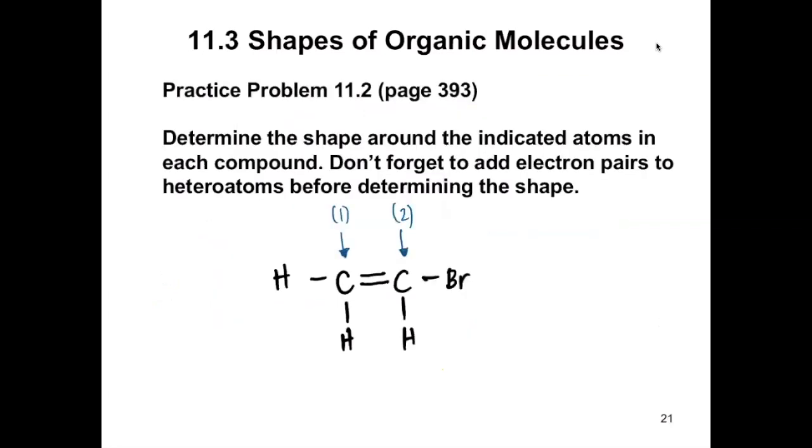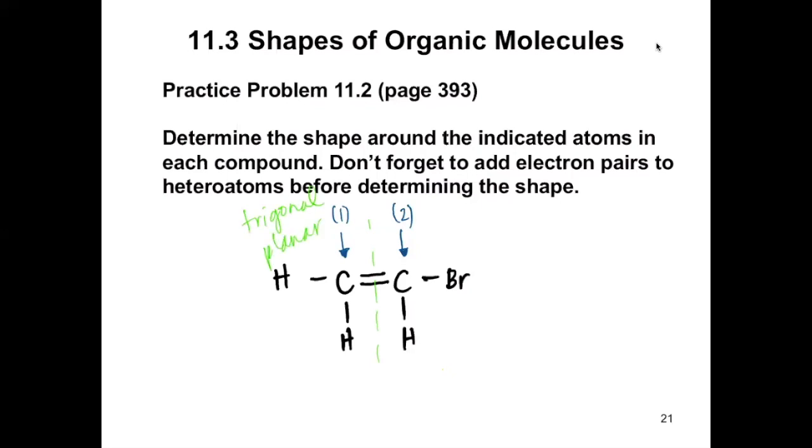So for practice problem 11.2 on page 393, you have to determine the shape around the indicated atoms in each compound. Don't forget to add electron pairs to heteroatoms before determining the shape. Okay, so for this example, you have to determine the shape ng dalawang carbon atoms. So for the first carbon atom, again, divide nyo siya sa gitna. Then look at the left side. Sa first carbon, meron 3 bonded atoms. And then wala siyang lone pair. That's why yung number 1, ang shape niya ay trigonal planar.